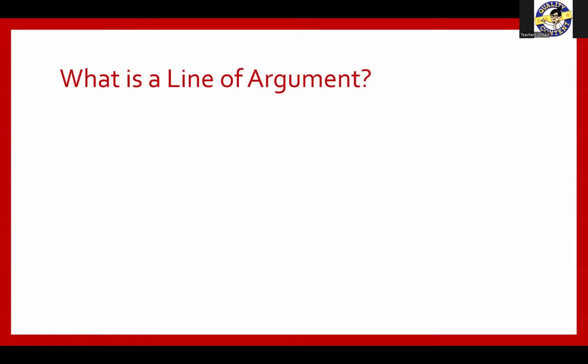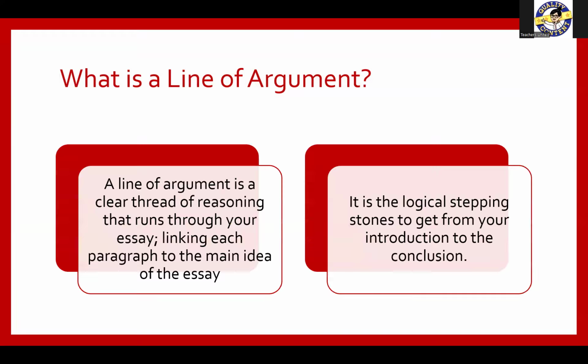So firstly, what is a line of argument? A line of argument is basically the thread of reasoning that runs through your essay, which links every single paragraph to the main idea of the essay. I'm going to show you an example of that in a moment. But basically, think of yourself like a lawyer. Whenever I do a history essay, I always make that example. It's not enough to just give the evidence. You have to explain how the evidence answers the question. And that step of explaining how the evidence answers the question, that is what we can refer to as a line of argument. So it's the logical stepping stones, basically getting from your introduction to your conclusion.